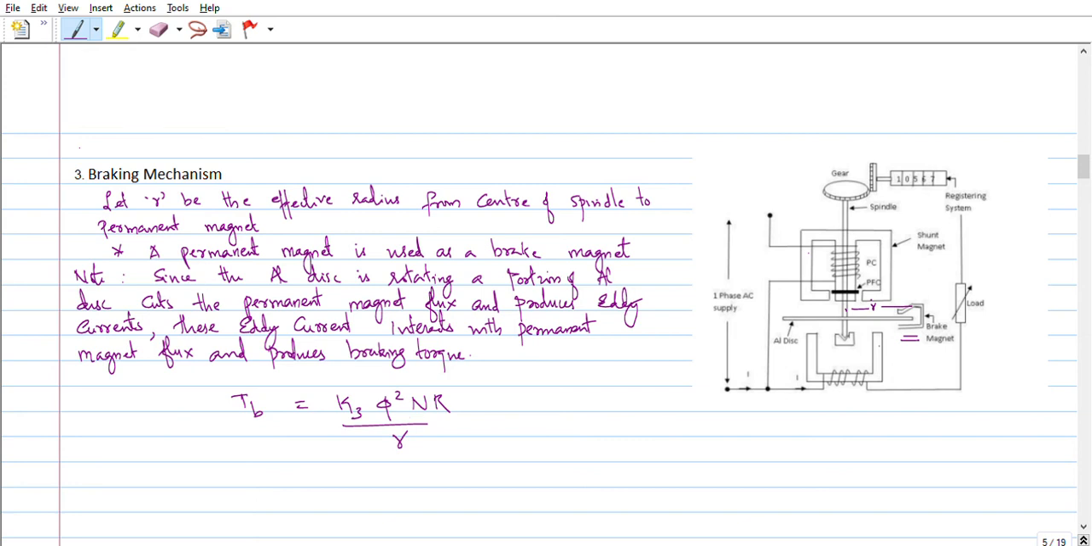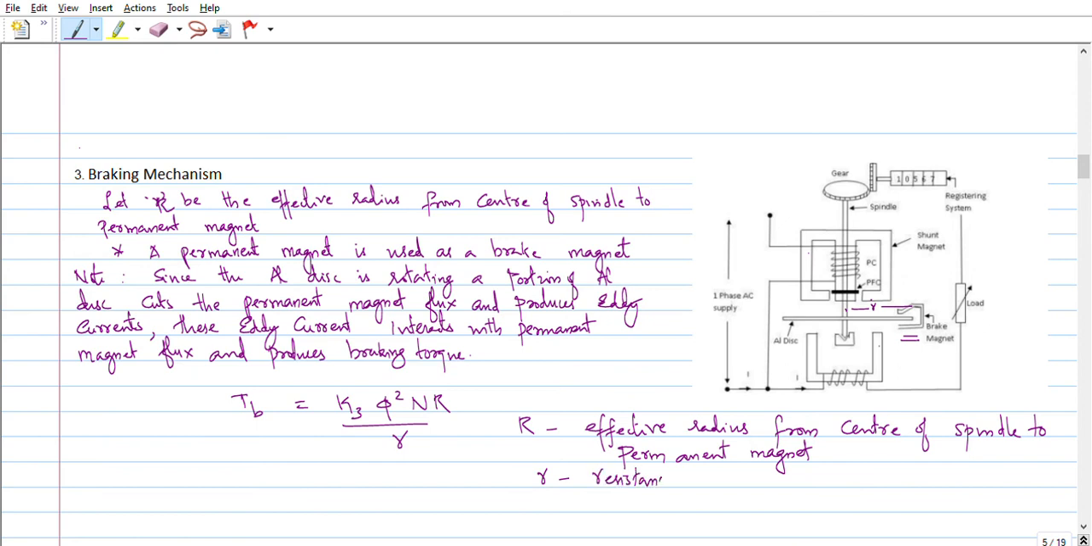TB is equal to K3 phi square N capital R by small r, where capital R is the effective radius from the center of the spindle to the permanent magnet, and small r is the resistance offered in the path of the eddy current.